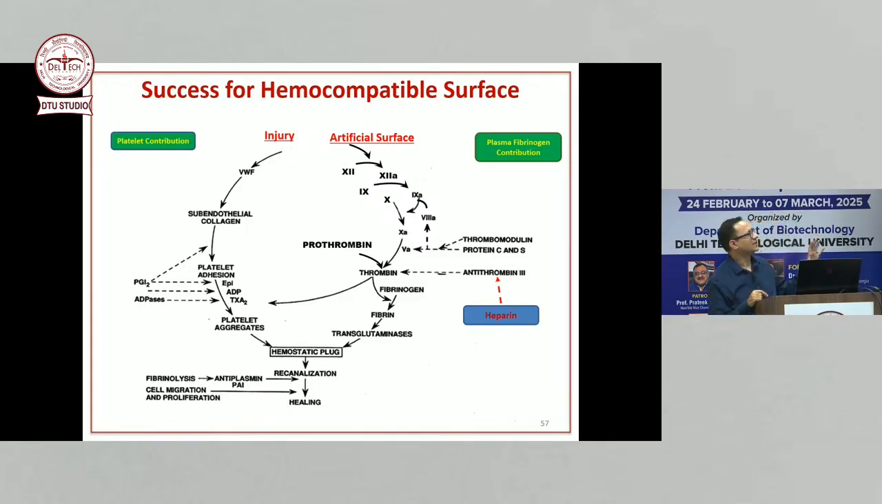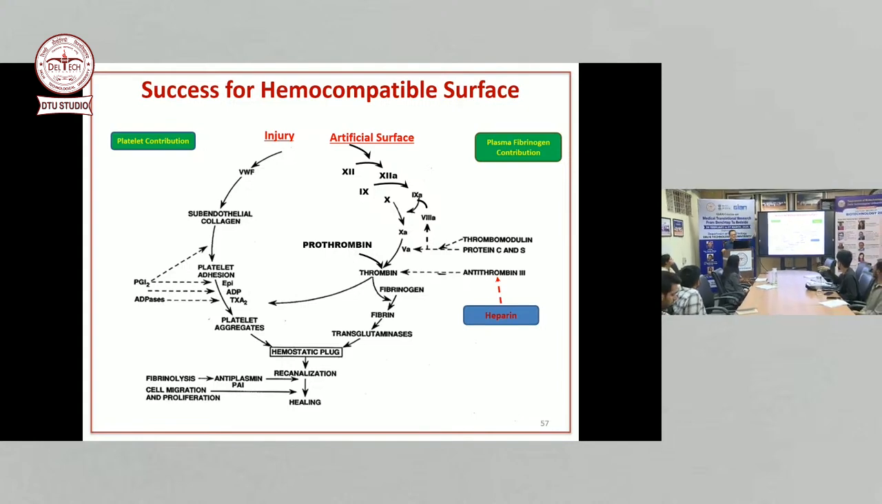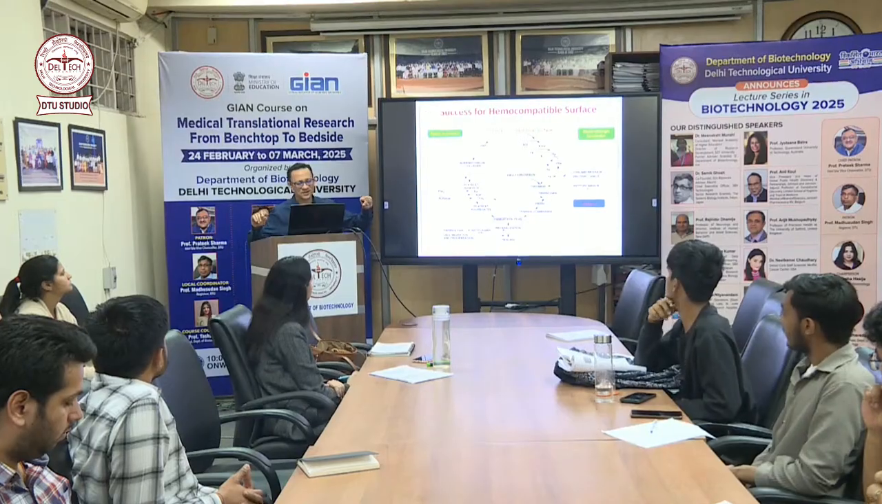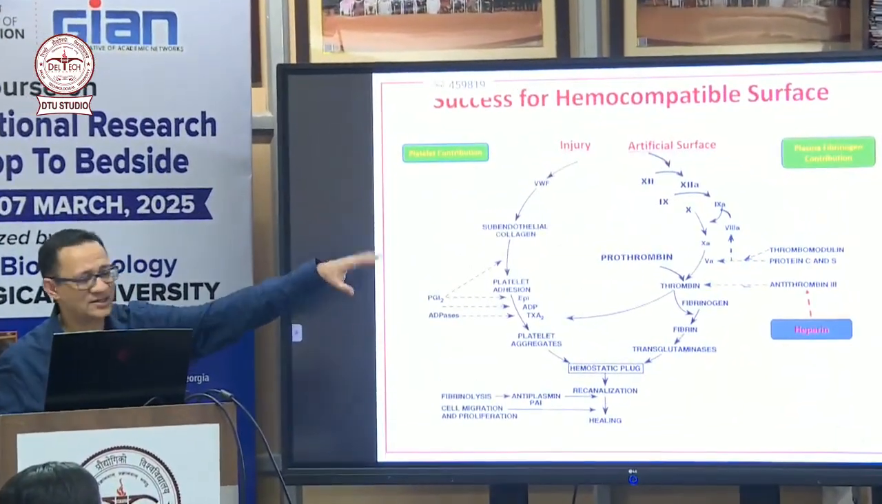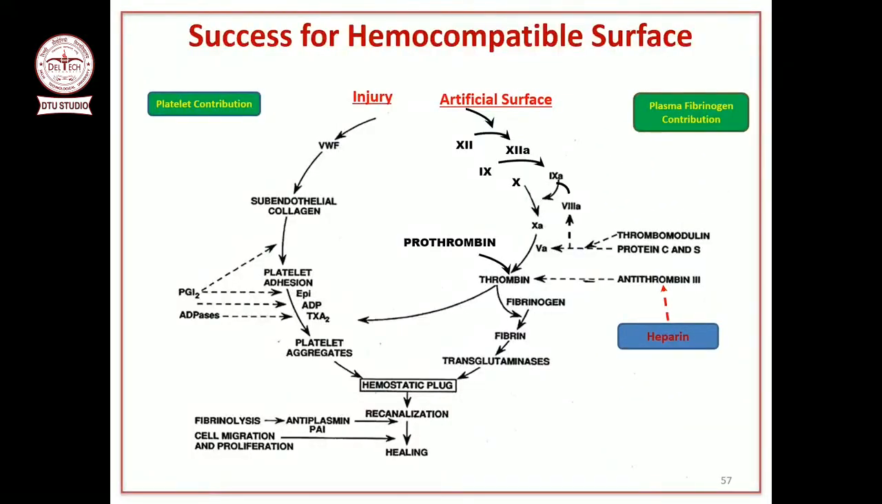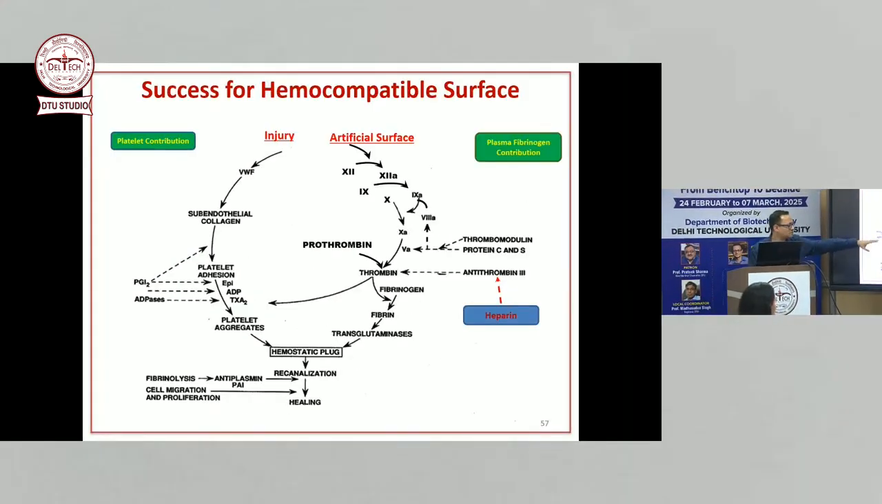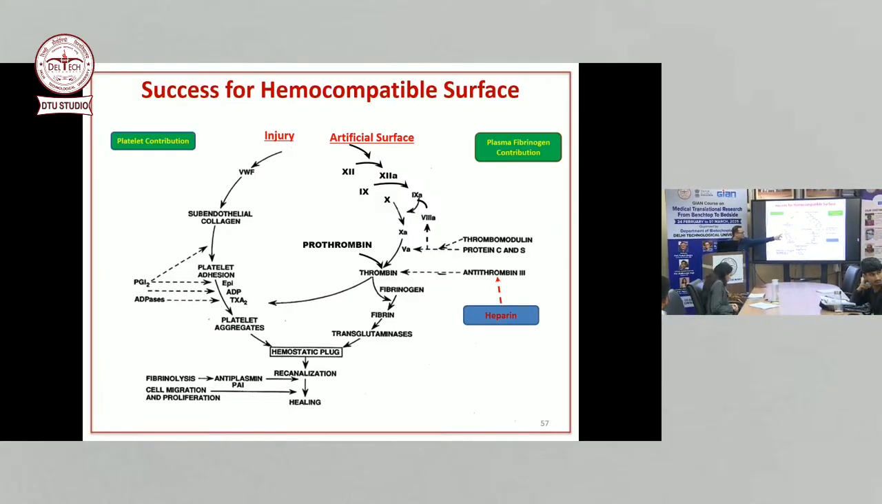Now, in a little different way, we are again showing what we talked about a little bit earlier, how it's basically the same, that extrinsic and intrinsic pathway, how platelets are contributing on the injury side, plasma contributing initially for an artificial surface, but then everything gets mixed together. Heparin works with antithrombin 3, which binds to thrombin, which prevents clotting. What's missing here is nitric oxide, which acts here.